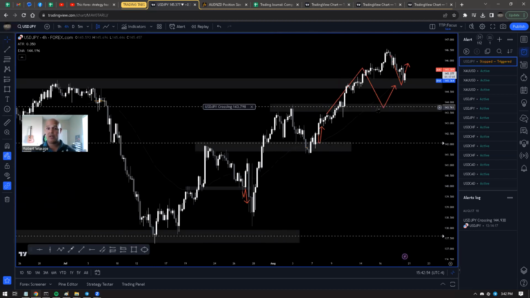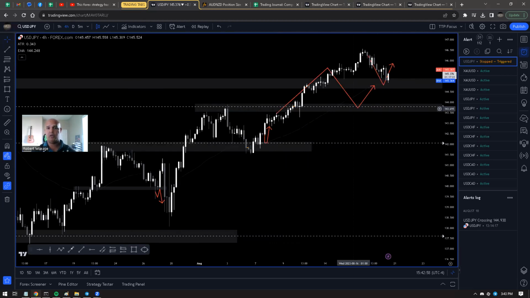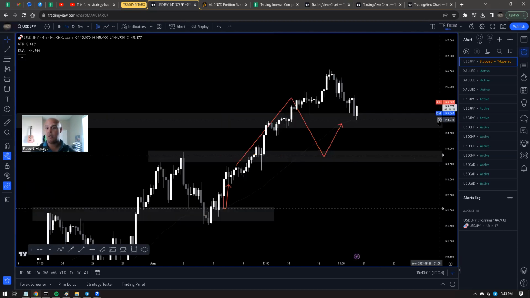Price is into my area now, but I have not seen a wick rejection. So I was waiting for a breakdown either here or there, but there's really no wick rejection. So now that price has left this area, I'm going to put another alert in here. What I need to see is actually price to come back a little bit lower.